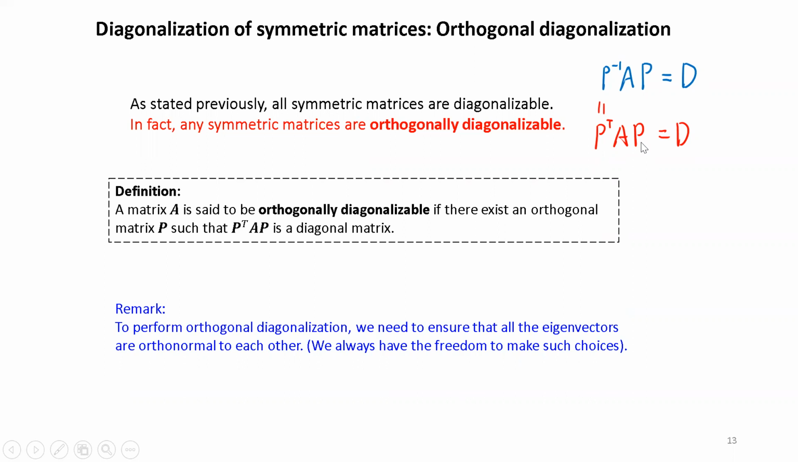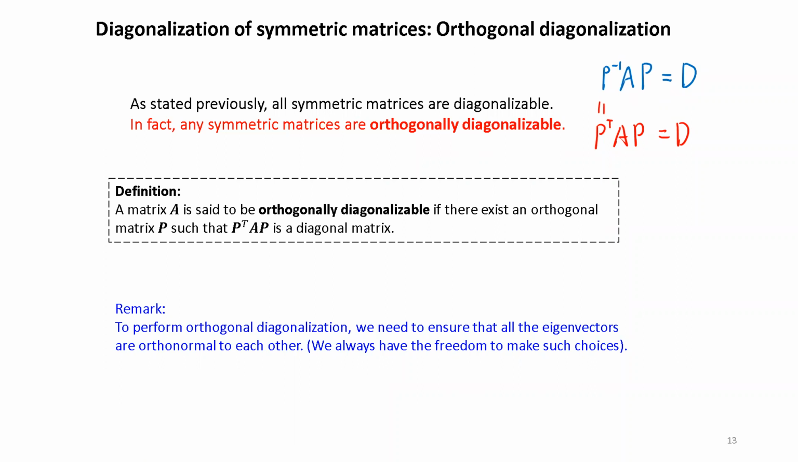Now we go back to the symmetric matrix. As I told you already, a symmetric matrix must be diagonalizable, so this equation always exists. Moreover, you can always find this P if you select it carefully, such that P inverse equals P transpose.